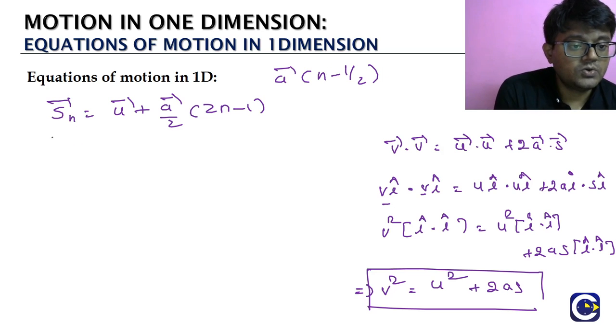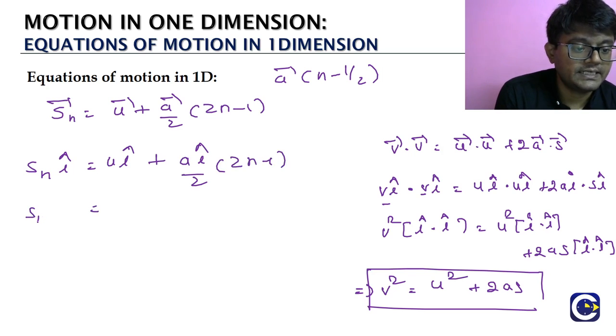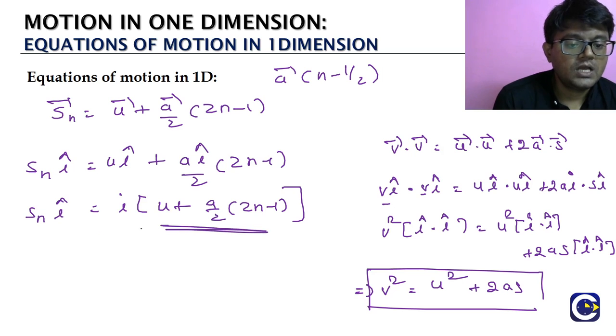Okay, so look at it here. Sn I cap is equal to U into I cap plus A into I cap by 2 into 2n minus 1. So Sn into I cap is equal to, here we'll take I cap common, U plus A by 2 into 2n minus 1. Here also the I cap component on both sides must be the same, because we are equating both of them. Okay, so which means what?